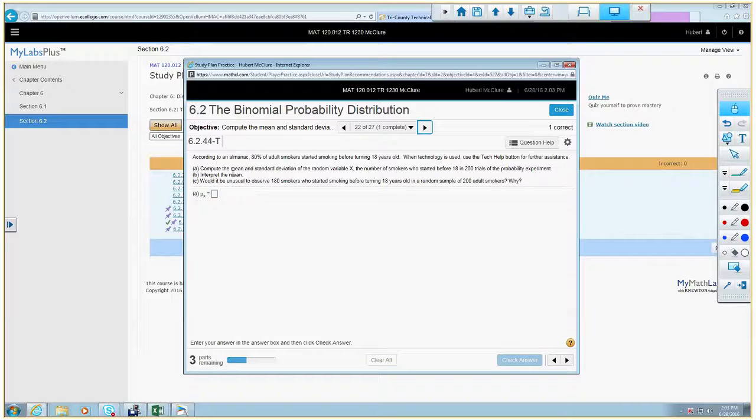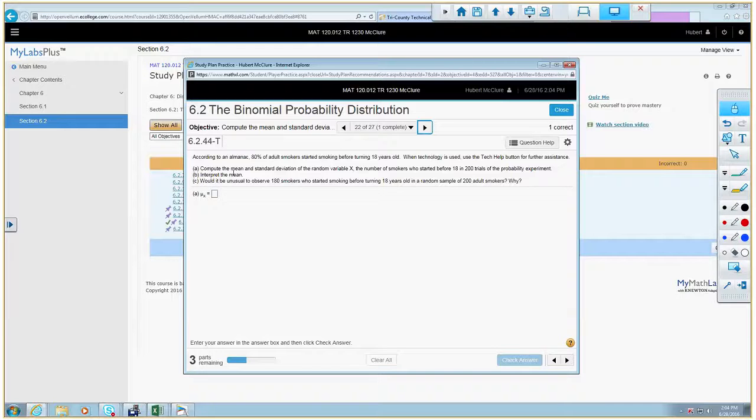According to the almanac, 80% of Marlboro Club started smoking before 18 years old. Compute the mean and the standard deviation. Okay? Do that. I don't care about the rest of it. I want you to find the mean and standard deviation of 80% of 18-year-olds who smoked before. You have to have 200 trials.